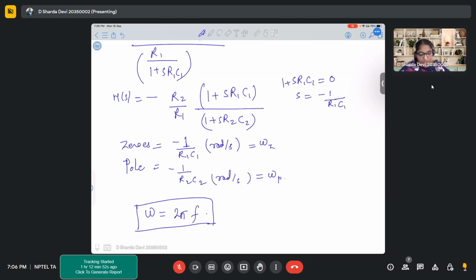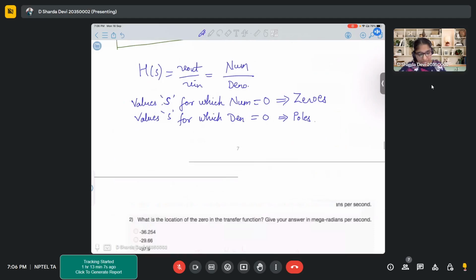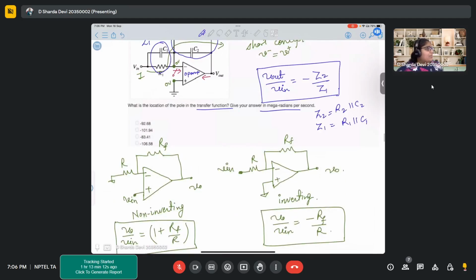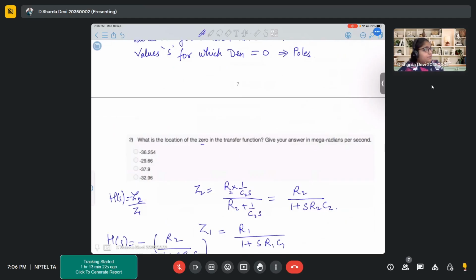So we have found that the zero is 1 upon R1 C1 and the pole is 1 upon R2 C2. We simply substitute the values of R1, C1, R2, C2 and get the values of poles and zeros. The first question was on the pole and the second question was on the zero. If we substitute the values, we can easily find that for the pole the value is minus 92.68 and for the zero it is 32.96.